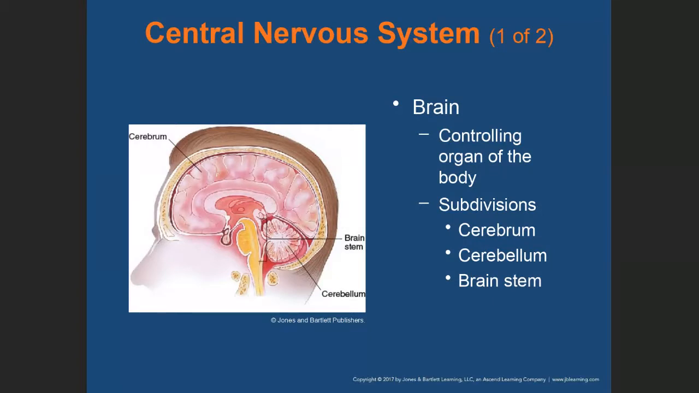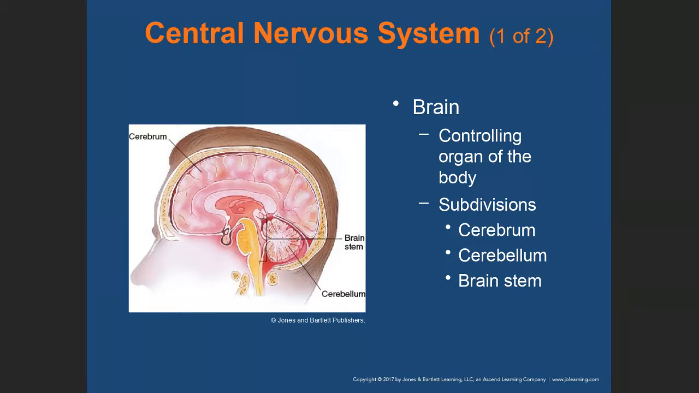The brainstem is the most well protected area of the brain, and it is the smallest. The brainstem is responsible for all life sustaining functions, your ability to breathe, how your heart works. That's brainstem, right?